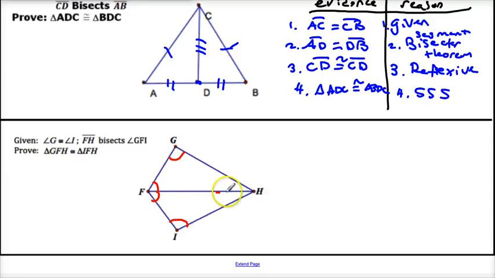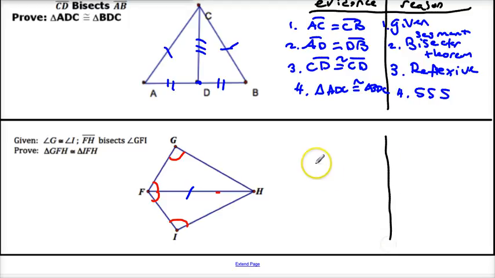Now the final part here, I see that they both share a side right here, so I'm going to mark this shared side in the middle. So I'm trying to prove that these 2 triangles, GFH and triangle IFH, are congruent. It looks like we have angle, angle, side here. So we did it. Great job.